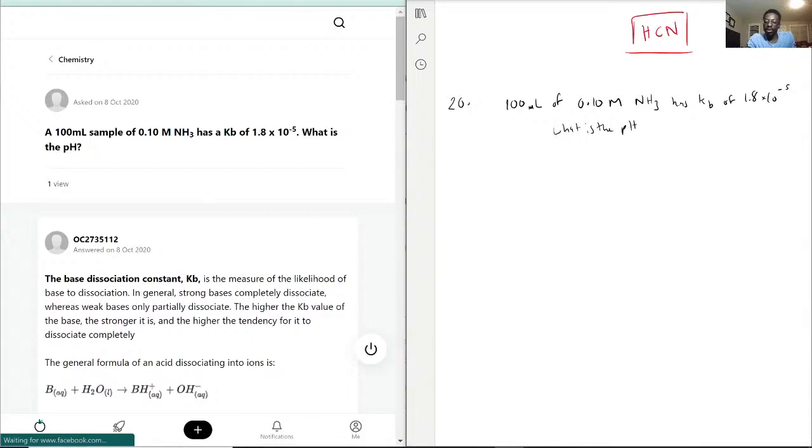For this, what I like to do is start by writing the equation. NH3 plus H2O turns into NH4 plus and OH minus. Now this is key because this tells you that it's working as a base. As we remember when we discussed earlier, NH3 has that lone pair, attacks the hydrogen, and so we form that conjugate acid.